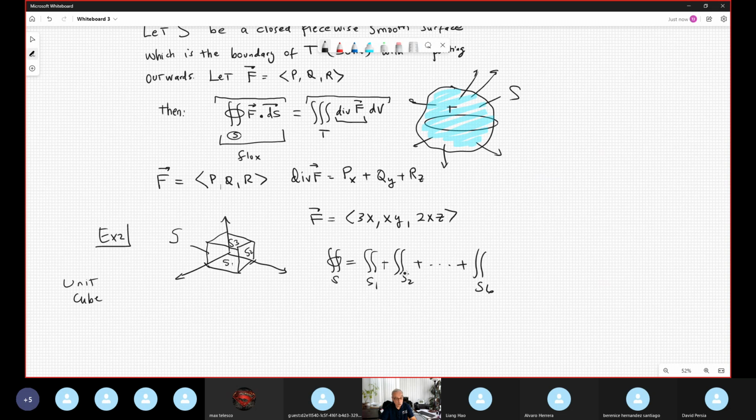Therefore, the first thing you should do is compute the divergence of this vector field. This is the formula: you differentiate component by component the vector field.